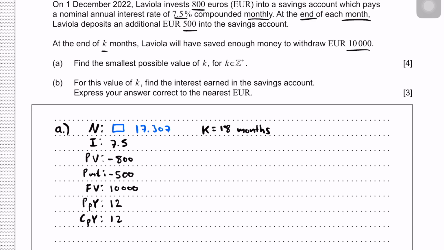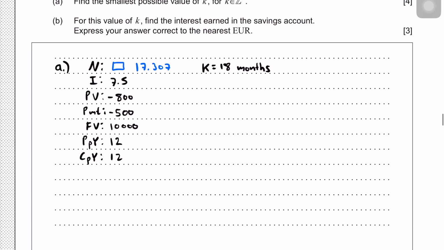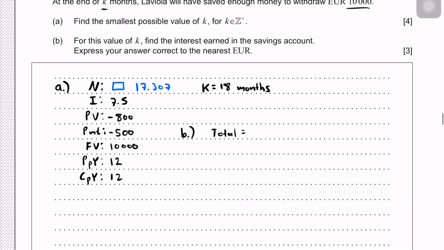When we put this value in for K, that is to say 18 in here, she's going to have slightly more than 10,000. And her total amount, let me write this out here, the total amount that she'll have in this account will be made up of that initial deposit, her initial deposit.